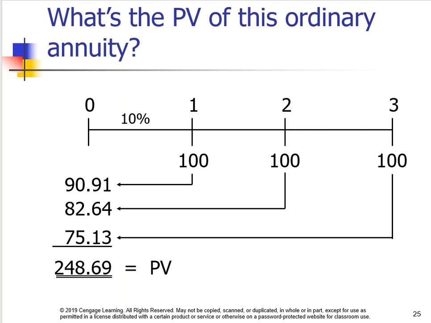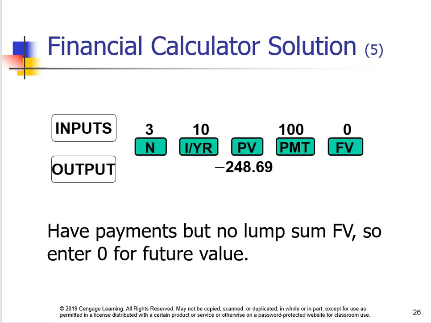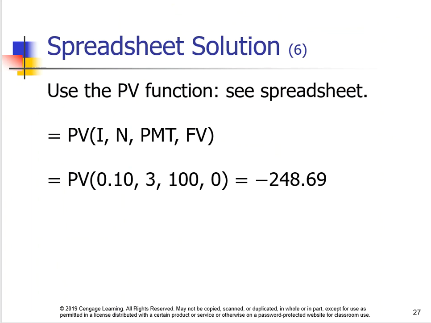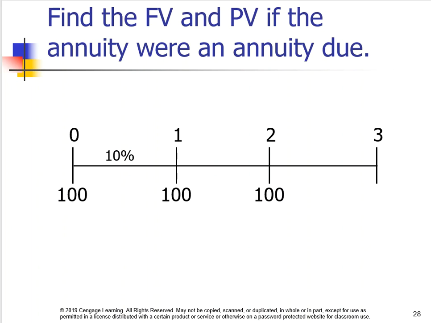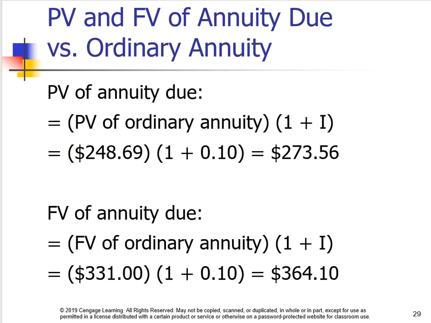So what's the present value of this ordinary annuity? You could discount the cash flows one at a time, or you could just put it in your financial calculator and solve for PV, or you could use Excel and get the same answer. If you have an annuity due, it's going to be worth more, right? In the ordinary annuity, the last cash flow didn't earn any interest, this one earned interest for 1 and this one earned interest for 2. In the annuity due, the last cash flow is going to earn interest and the first cash flow is going to earn interest for 3 years. So an annuity due is more valuable.